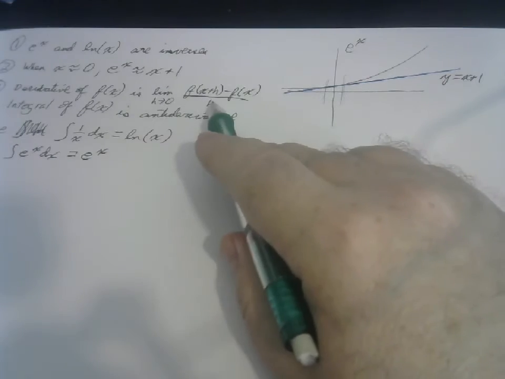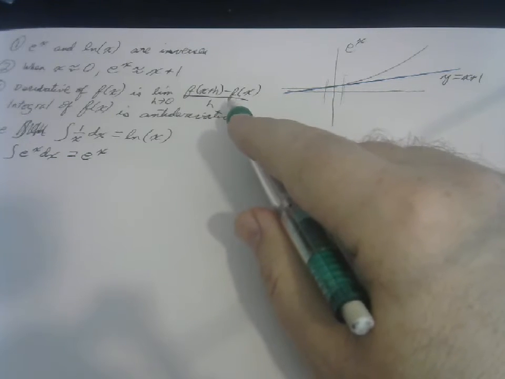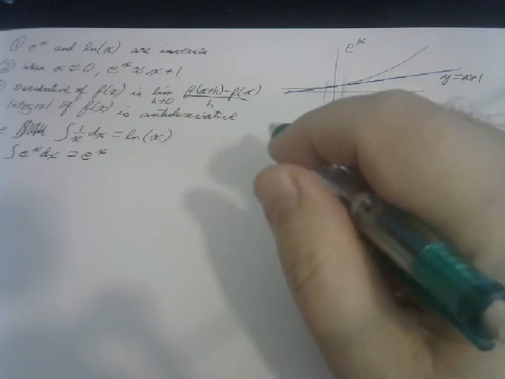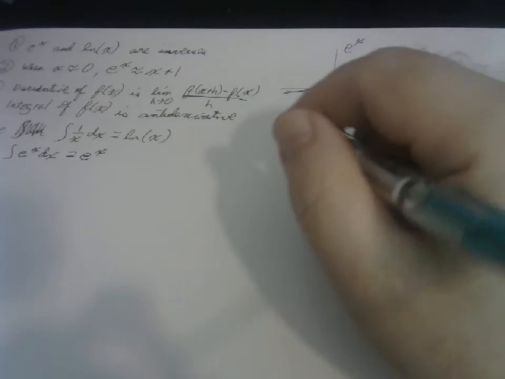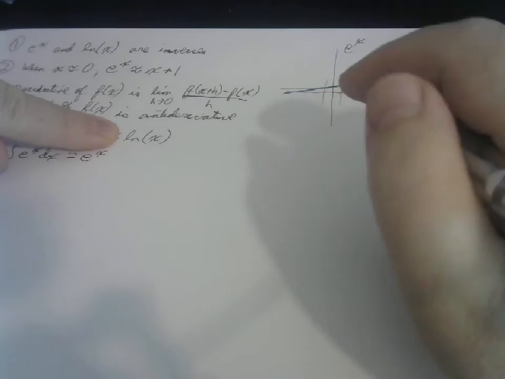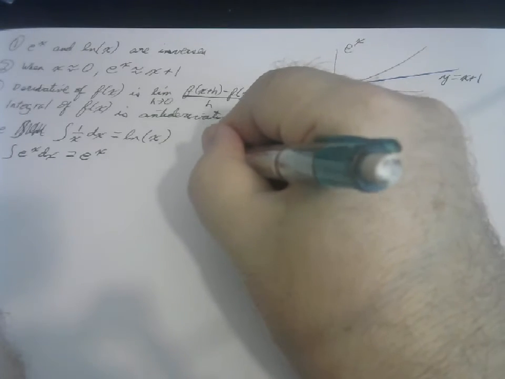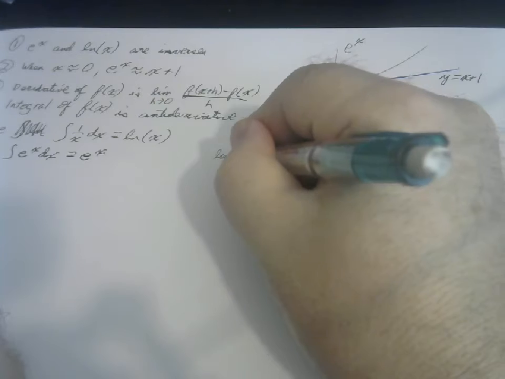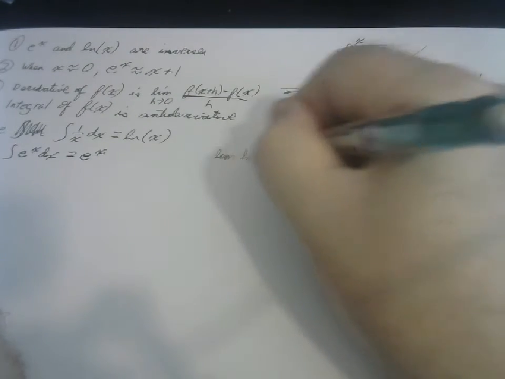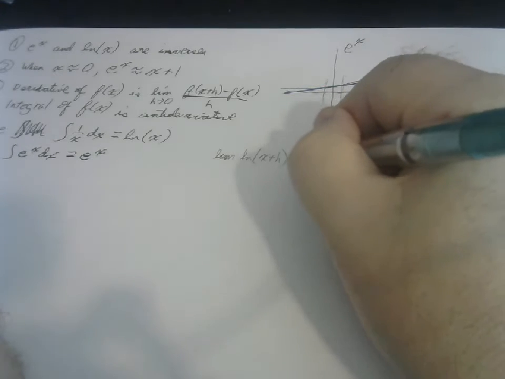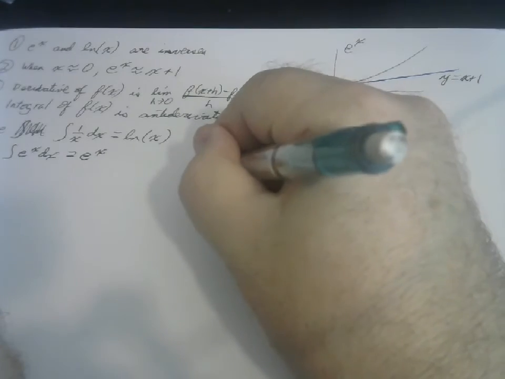I'm going to start basically with the derivative of things and then use the antiderivative to prove the case. So first I'm going to start with the natural log of x. We will be taking the limit of natural log of x plus h minus natural log of x divided by h as h approaches 0.